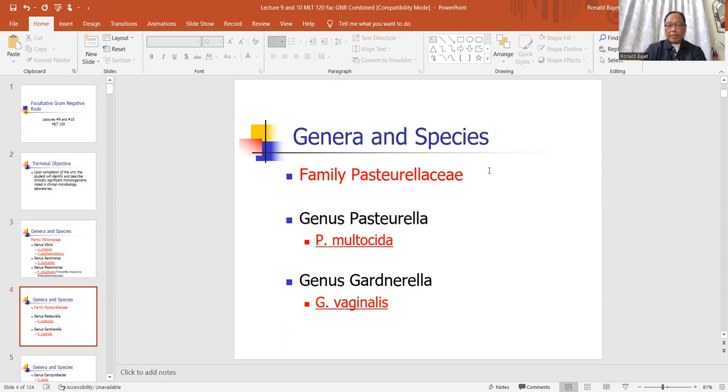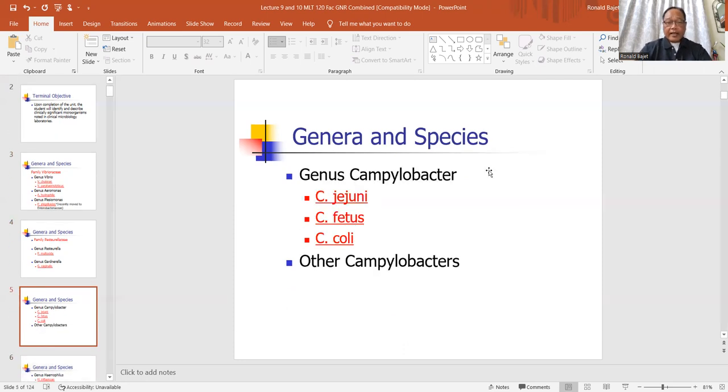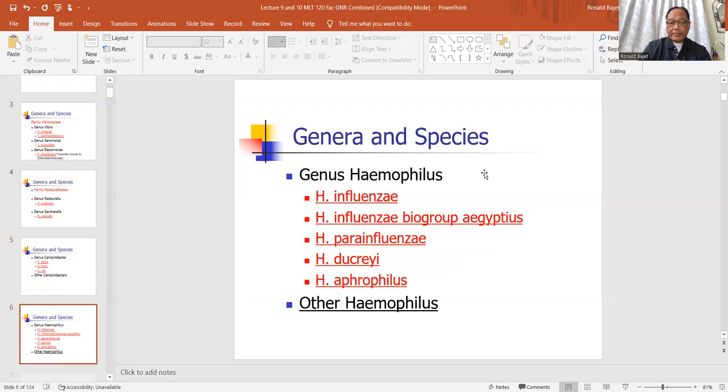Okay, I'm also going to talk about Pasteurella, cat scratch fever. Pasteurella multocida, and then Gardnerella vaginalis. And then Campylobacter species, there's three main ones. Actually, there's two main ones, Campylobacter jejuni and Campylobacter fetus. And then Campylobacter coli is another one that's very similar to Campylobacter jejuni and other Campylobacters.